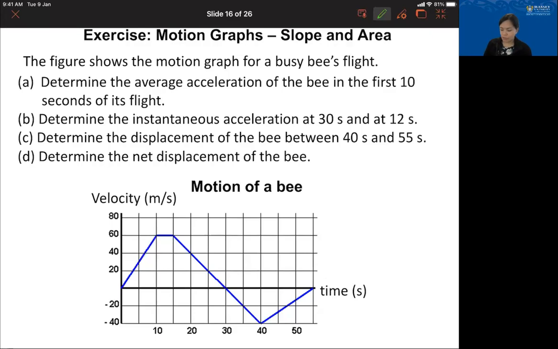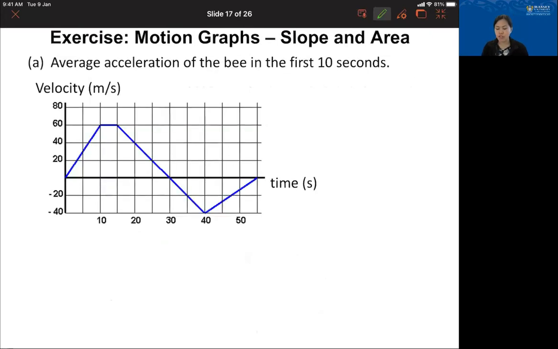Okay, maybe we can look at the first question. We want to find the average acceleration of the bee in the first 10 seconds. So that will be this portion of the graph here, from 0 to 10 seconds. If you want to find the acceleration given the velocity versus time graph, are you going to solve for the slope or the area?